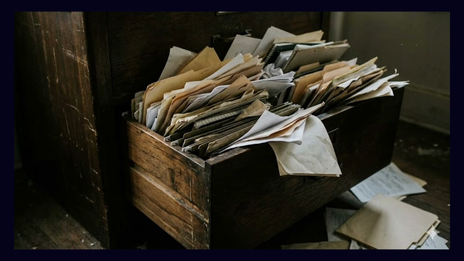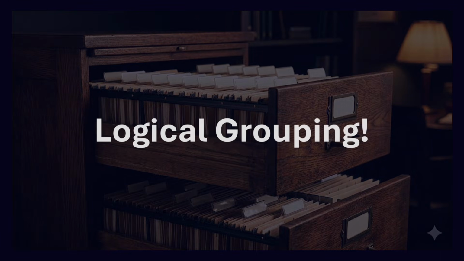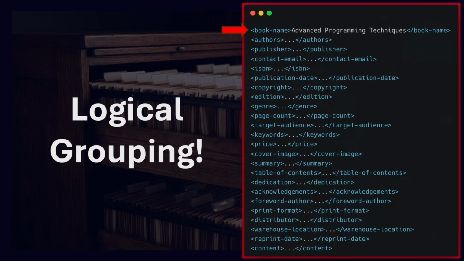Think about organizing a file cabinet. You don't just throw everything into one drawer. You create sections. Important documents go in one section, correspondence in another, financial records in the third, and so on. I need the same logical organization in my book format. When I'm looking for publisher contact information, I shouldn't have to search through the entire document. That's annoying and inefficient. See how unorganized this is? If I want to look for information, I have to start reading each tag line by line until I find the relevant information. There is no logical grouping.